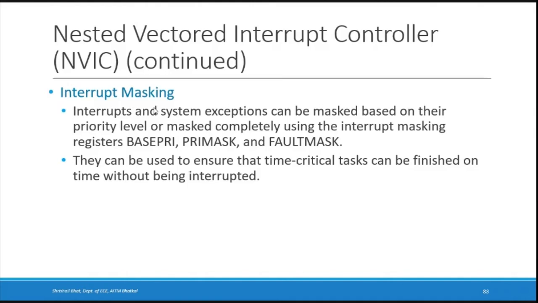So why we do this is to ensure that the time critical tasks are not interrupted and they finish within the particular time, right? If they keep getting interrupted, it will take more time to complete the time critical tasks. So interrupts are disabled or masked in such cases. So they can be used to ensure that the time critical task can be finished on time without being interrupted. So these are some features of your nested vectored interrupt controller.